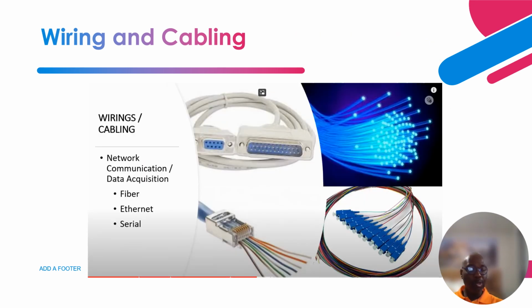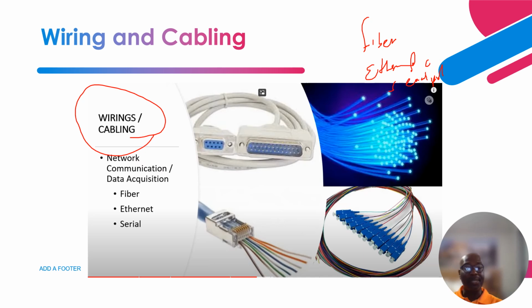Okay, so you also have wiring and cabling that is for communication. You have a fiber, then you have an internet cable, then you have a serial port. So different communication cables basically help with the control of the solar power plant.